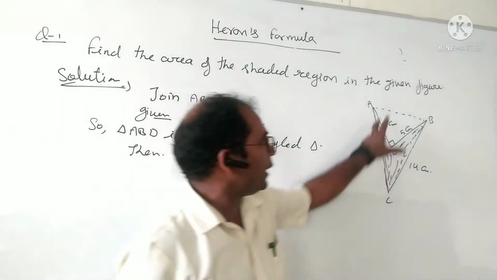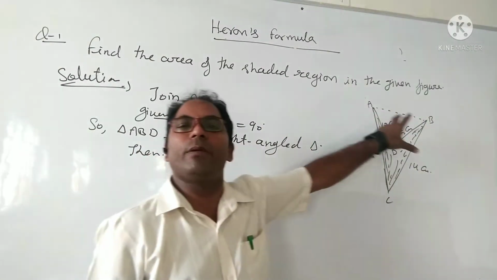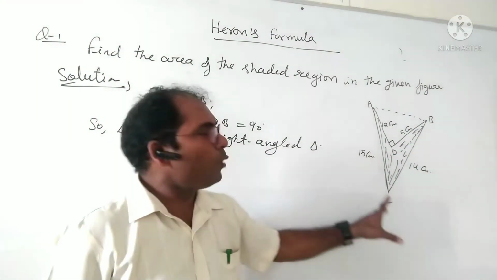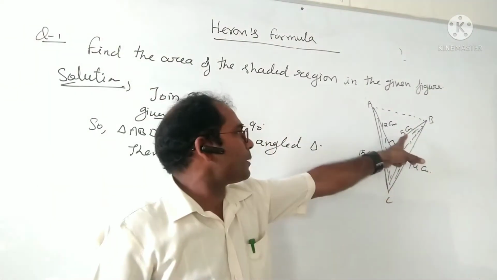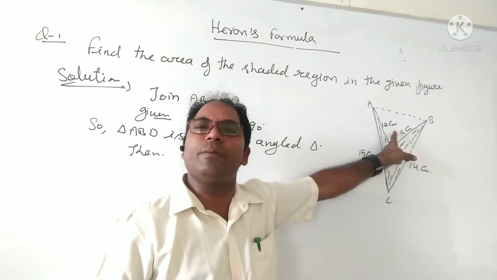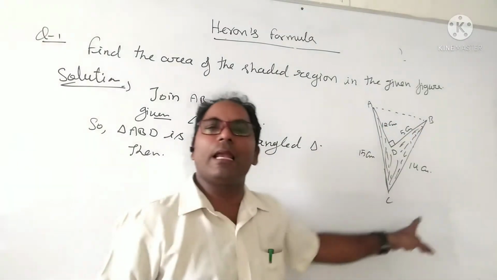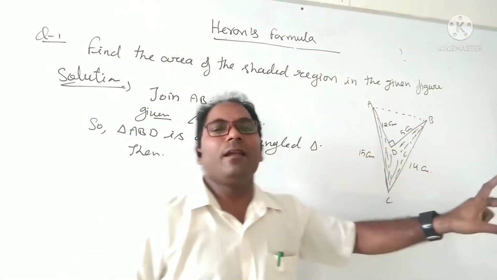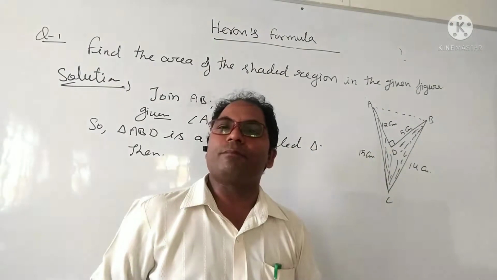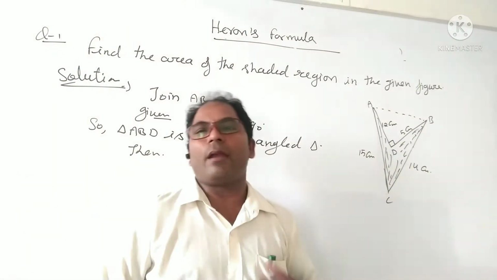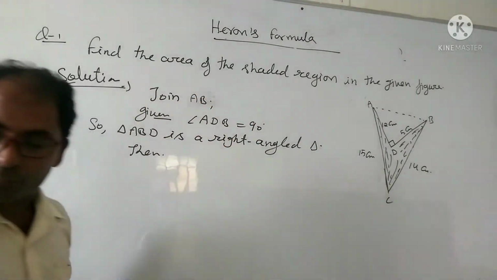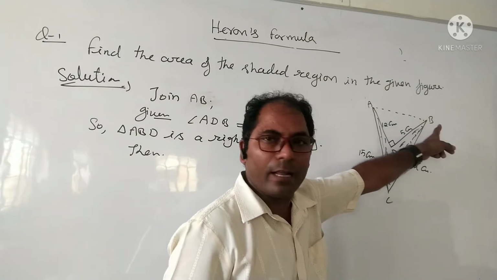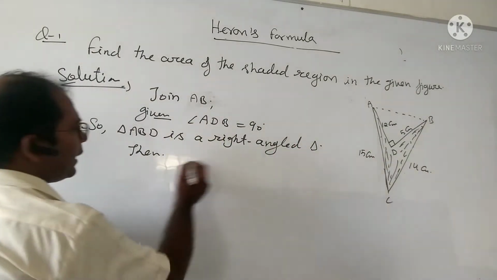When we join the side AB, the whole figure is triangle ABC. From the whole triangle ABC, we will subtract the area of triangle ABD, and then the area of the shaded part will remain. But before that, first of all, we need to find the side AB.